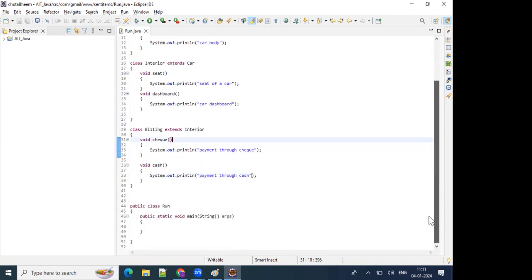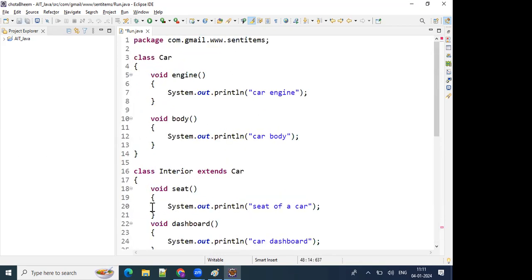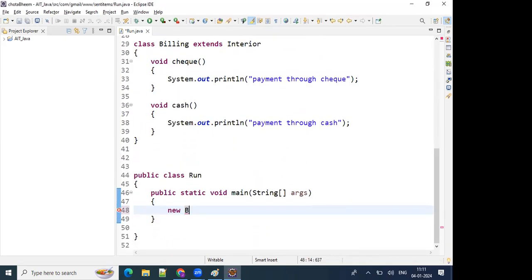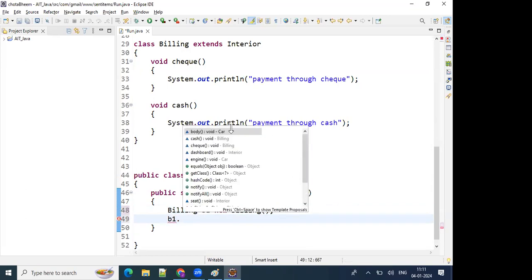So now I create an object of billing. New of billing. Billing consists of all the methods now. Billing b1 equals new billing. Right? b1 dot, can you see all the methods? Body, cache, check, dashboard, engine, seat. Visible? So all the methods are visible.